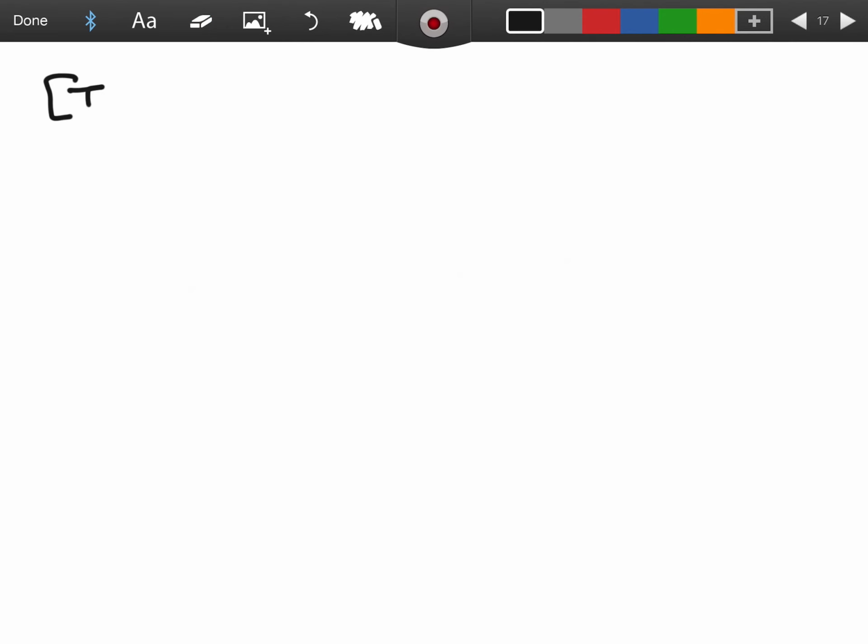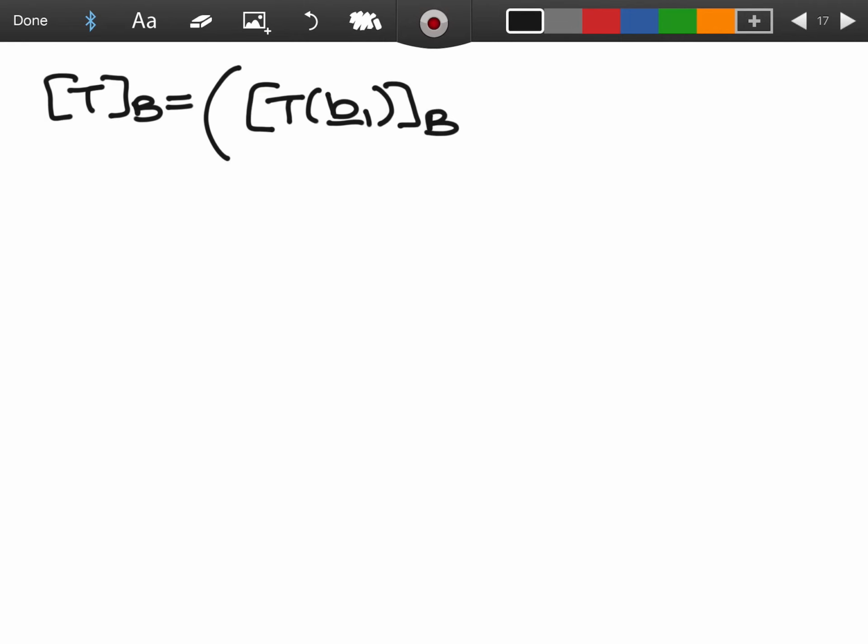Let's start on a new page. Thinking about what M looked like, I took the image of each of my basis vectors for the basis of the vector space I started out in, so in V. I find the image of each one, and then I found the C coordinates, because C was the basis for W. Now, B is my basis for my codomain V. So I'm going to find the image of my basis vectors, and then find the B coordinates of that image. So I'm staying within the same basis.